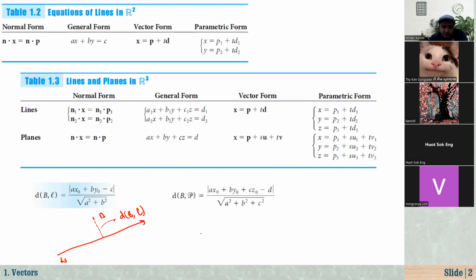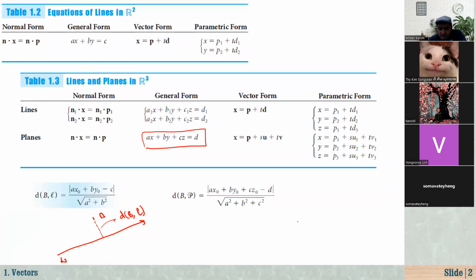And in a similar way, if we are given the equation of the plane by ax plus by plus cz is equal to d, that is the general form of the equation of the plane, right? How do you find the distance from a point to the plane? Suppose this is a point B. The distance means the shortest distance, that is perpendicular to the plane, right? So how do you find this? That is ax sub 0 plus by sub 0 plus cz sub 0, where x sub 0, y sub 0, z sub 0 are the coordinates of point B, minus d, over the length of n, the normal vector.